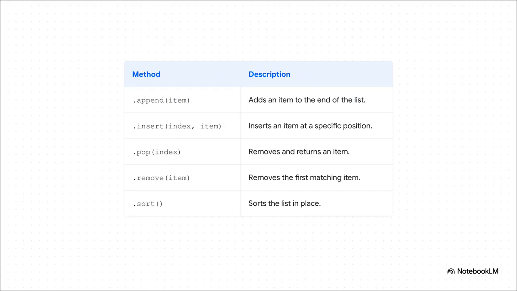Next up, we have methods. Now, these are a little different. Unlike functions, methods are actions that belong to the list itself. You call them using that little dot, like mylist.append, to do things to your list, like adding items, removing them, or sorting the whole thing.